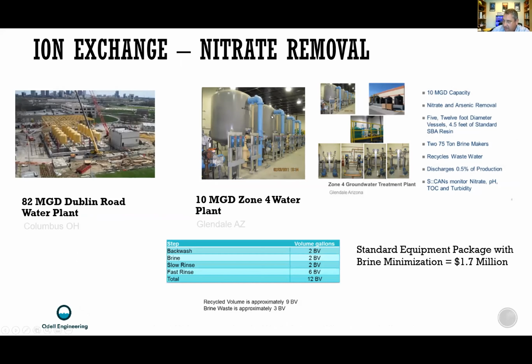This Glendale, Arizona plant was a 10 MGD water plant, and the equipment package, including the controls and the filters and even the brine recycling and reclamation, was about $1.7 million in 2020 dollars. And that's really cost effective.